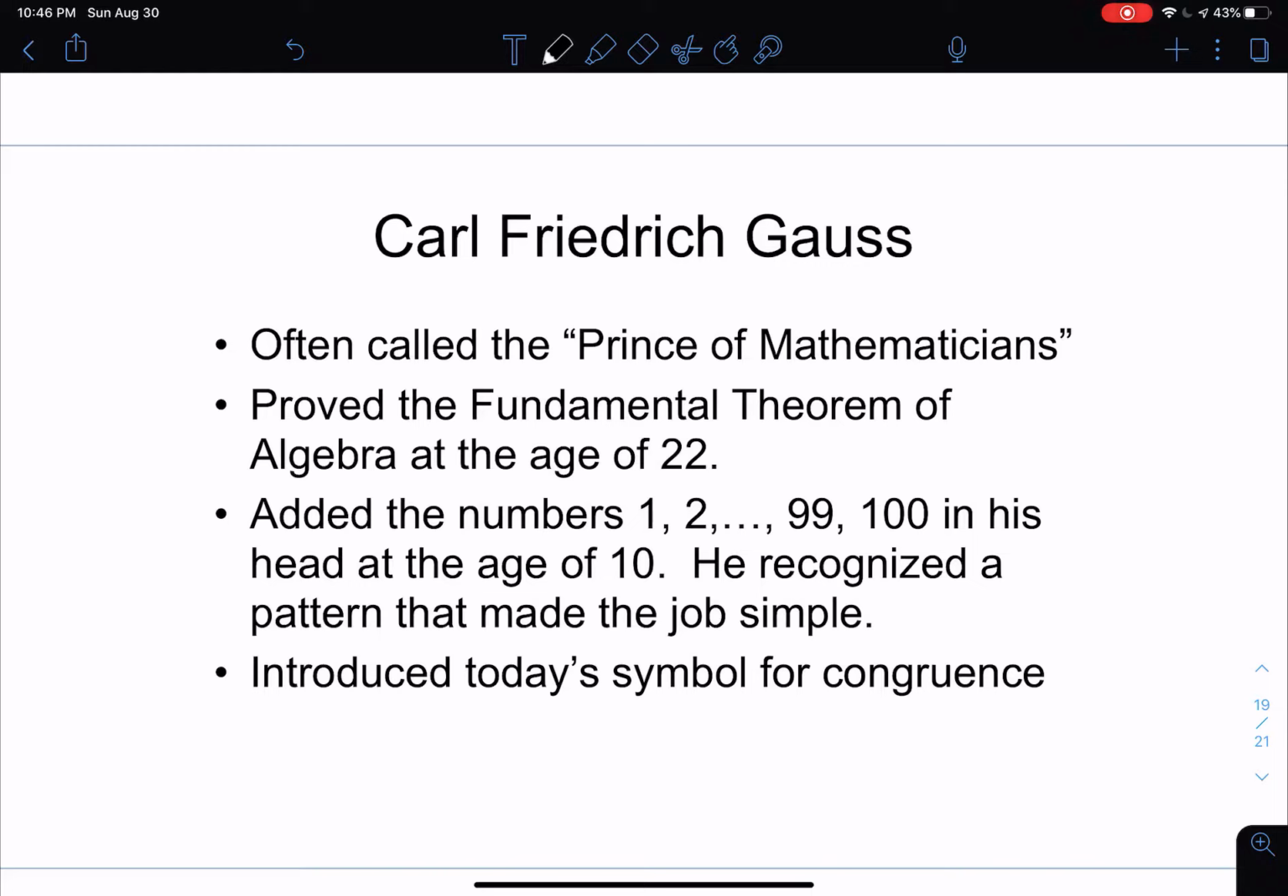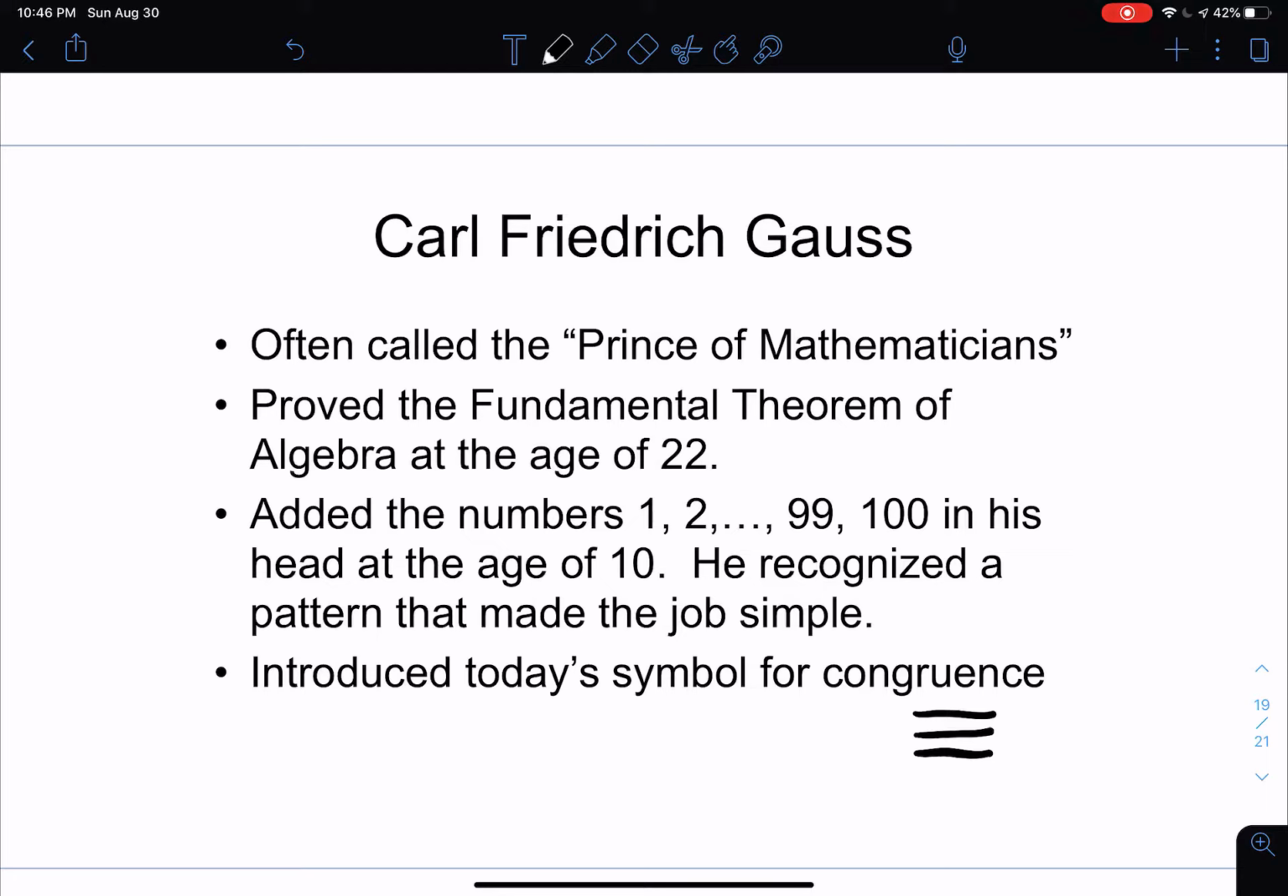When we get into modular arithmetic, you're going to see a symbol for congruence. Looks like an equal sign with an extra bar. He introduced that symbol when talking about congruence. And he also added the numbers 1 through 100 in his head at the age of 10. He was kind of a precocious kid in class, very smart, got bored easily, finished his work fast. And one day his teacher just kind of wanted to keep him busy, keep him from asking her so many questions. So she sent him off to add 1 through 100. He went off for like a minute and came right back with the answer. Did it all in his head.